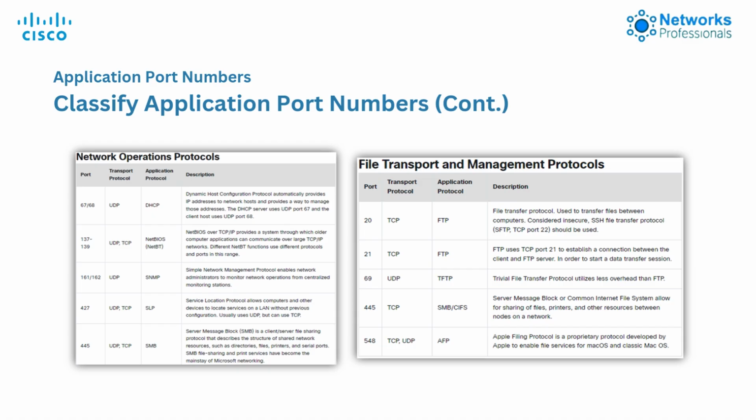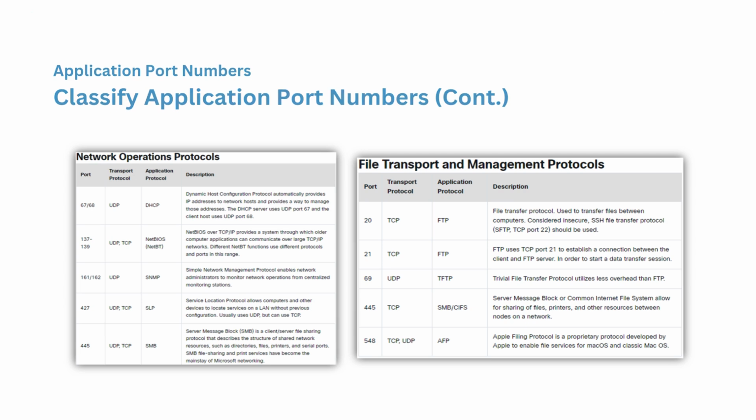File transport and management protocols enable file sharing, access, and management over a network. FTP, port 21, file transfer protocol. TFTP, port 69, trivial file transfer protocol. SFTP, port 22, secure FTP over SSH. SMB, port 445, file sharing in Windows.